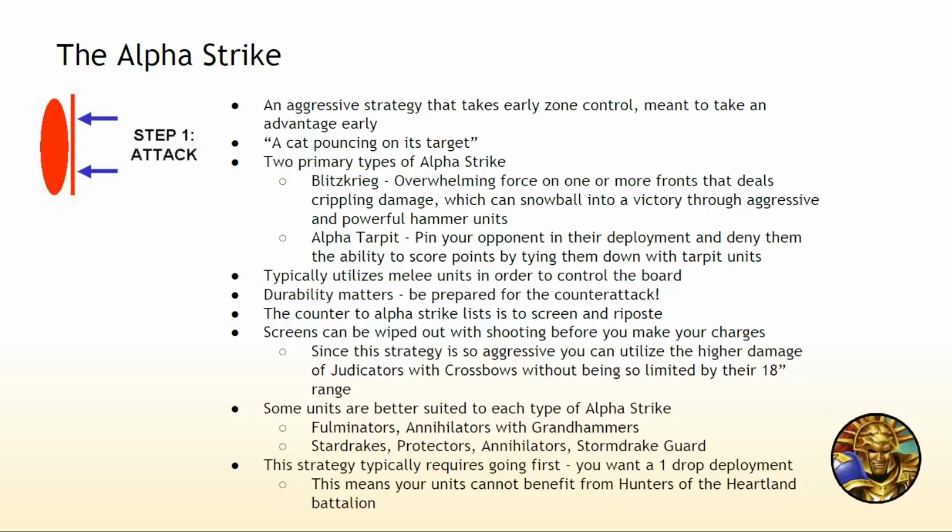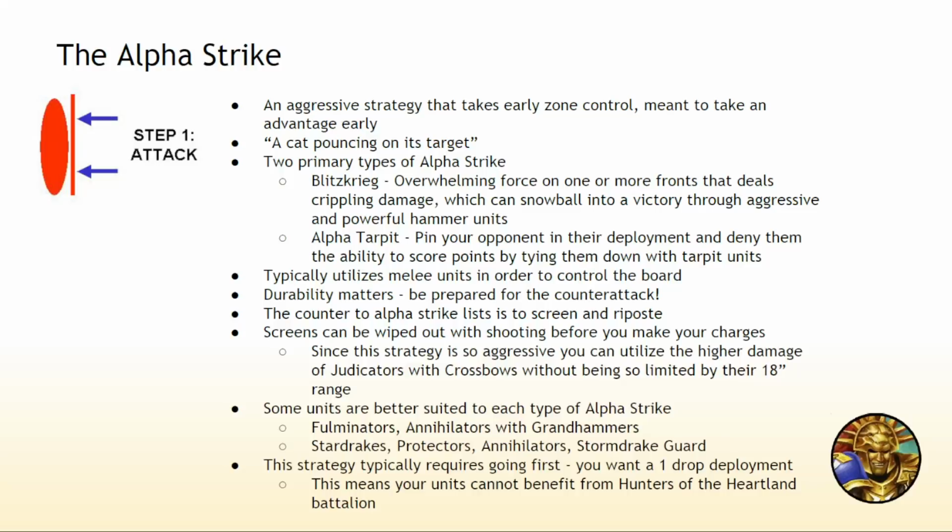And there's two kinds of Alpha Strikes. There's the Blitzkrieg, which is an overwhelming amount of force on one or more fronts. It tries to do crippling damage, and it tries to snowball into a victory through very powerful and aggressive hammer units. And this is contrasted with an Alpha Tar Pit. It's less common, but what it tries to do is pin your opponent in their deployment and deny them the ability to score points by tying them down with Tar Pit units. This strategy is not that popular right now, but it is a distinct kind of Alpha Strike from the kind that just tries to kill you in the first turn.